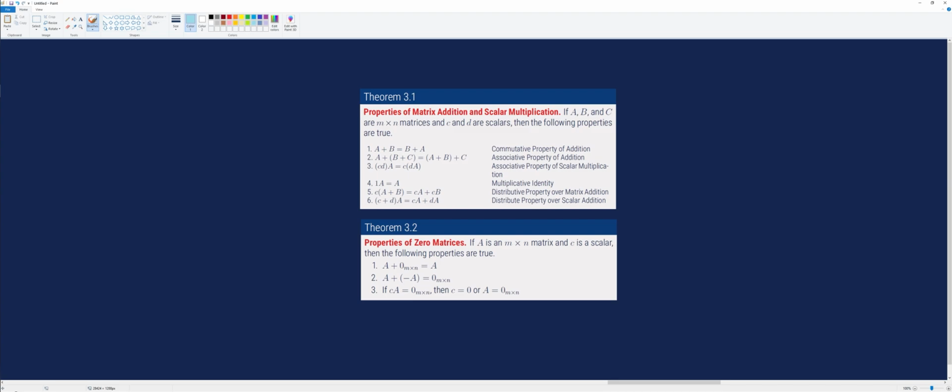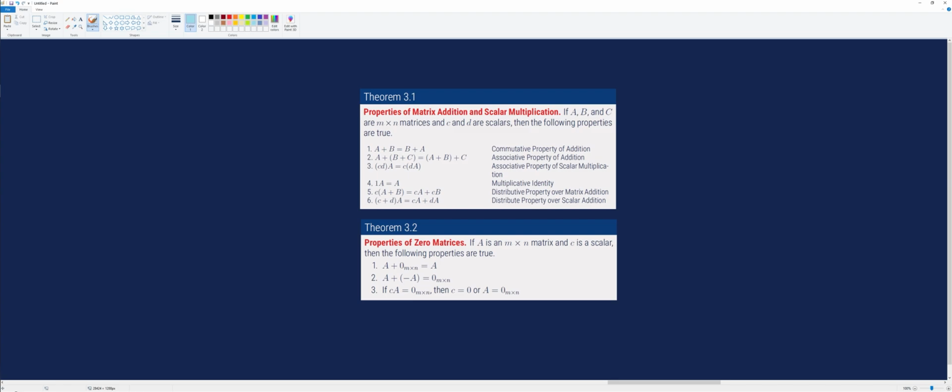Finally, the distributive property over scalar addition. Adding two scalars, then multiplying the sum by matrix A is equal to the sum of the product of C and A and the product of D and A. In addition to these properties, we have properties of zero matrices. Zero matrices are any m by n matrix whose elements are all zero. Now, if we have an m by n matrix and a scalar C, the following properties are true.